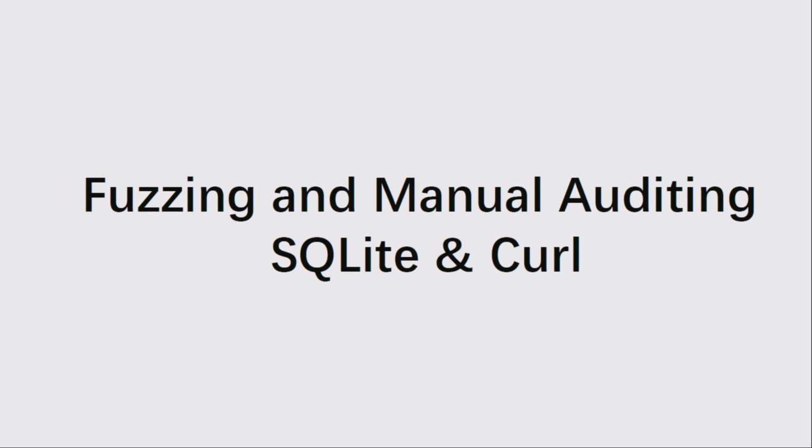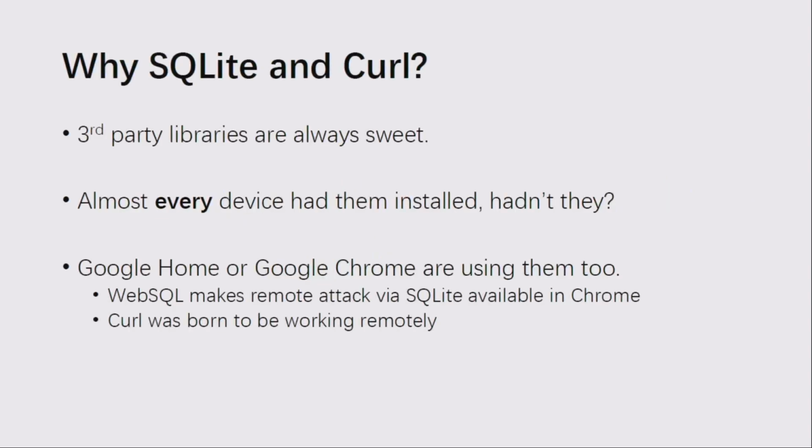Now I will continue with part 3, fuzzing and manual auditing of SQLite and curl. First, why do I audit these two libraries? Because third-party libraries are always sweet. They have less code and focused functions, and almost every device has them installed. And the most important thing is that Google Home and Google Chrome are using them too.